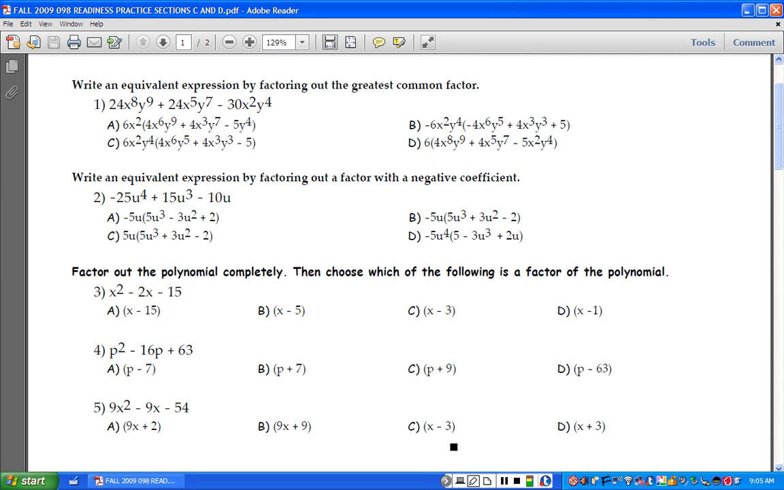Okay, in today's session we're going to talk about section C, or part C of the readiness exam, which focuses on factoring polynomials. When it comes to factoring, we typically want to think of that as undoing multiplication, somewhat like division. We want to do the opposite of multiplication, or undo multiplication. In problem number 1, the problem is asking to write an equivalent expression by factoring out the greatest common factor. Greatest common factor we typically hear as GCF.